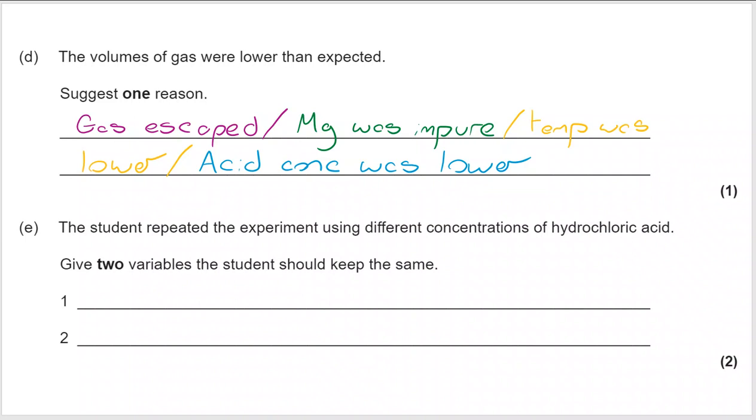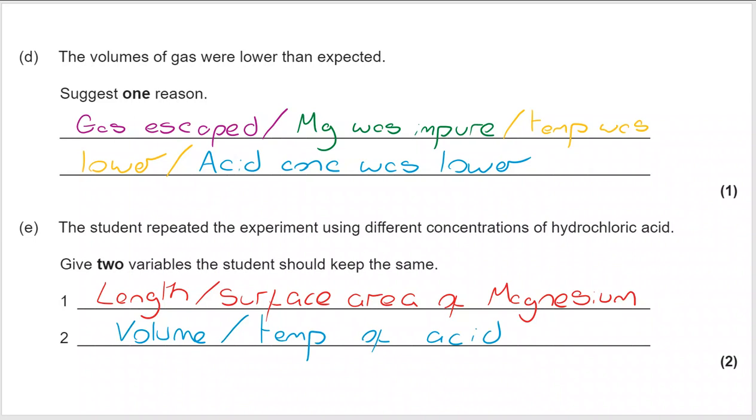So we're looking at control variables. Well, the length or the surface area of magnesium, we want to keep those the same, and the volume of the acid or the temperature of the acid. Remember, we change the independent variable, we measure the dependent variable, and we try to keep everything else the same.